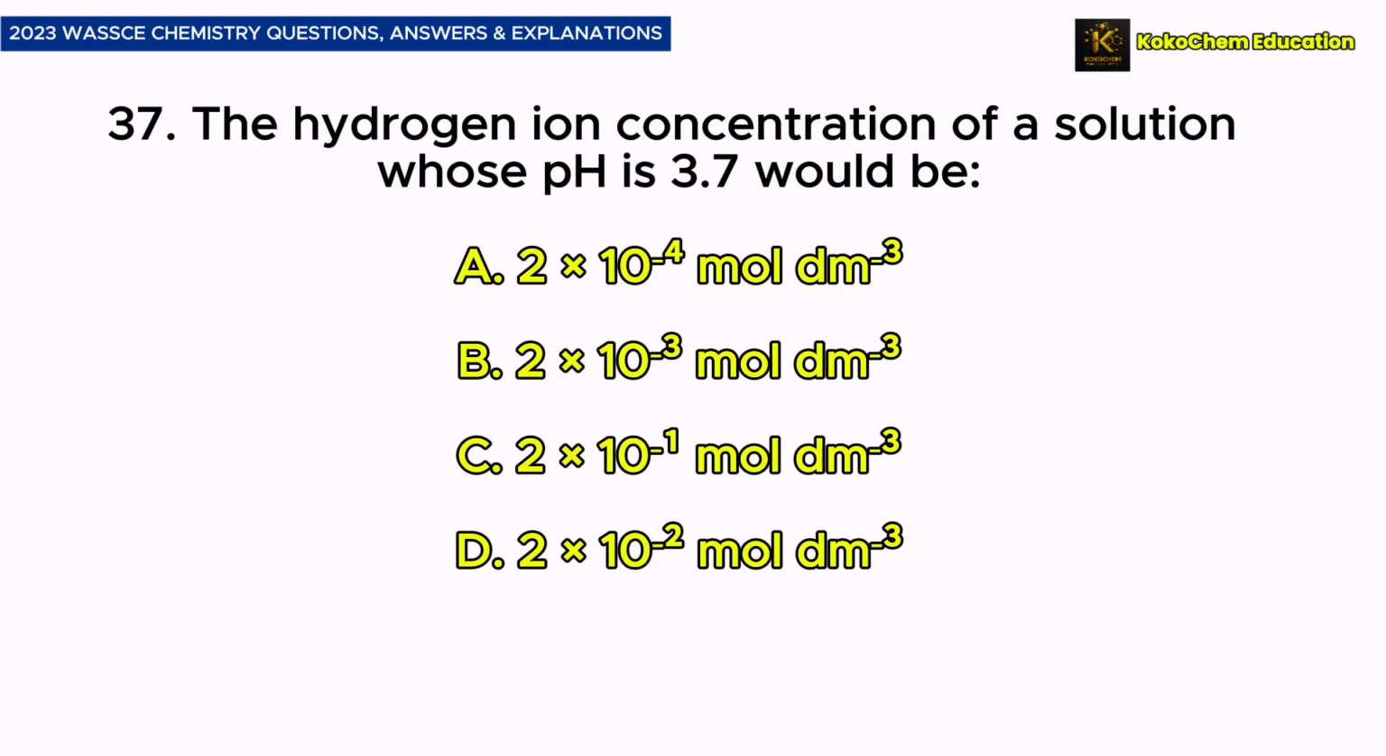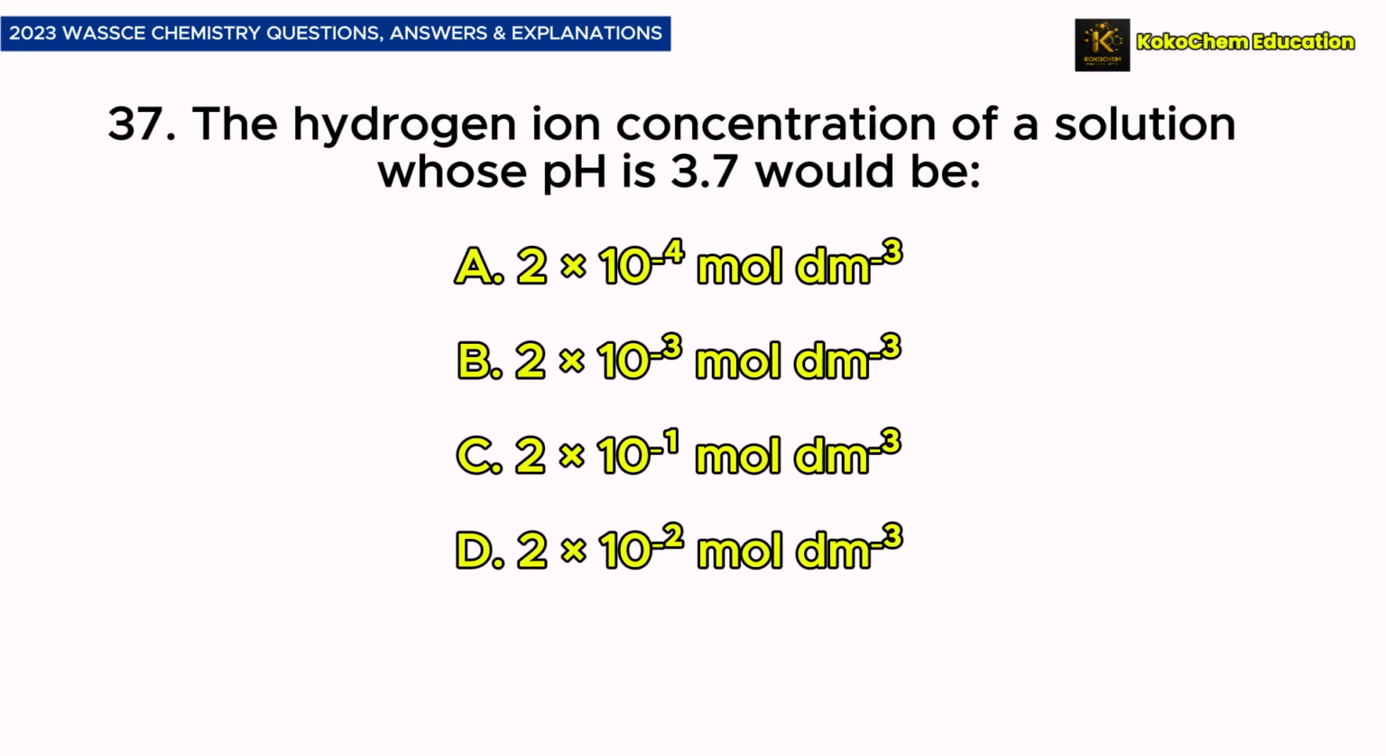Question 37. The hydrogen ion concentration of a solution whose pH is 3.7 would be A. 2 times 10 to the power negative 4 mole per dm cubed.